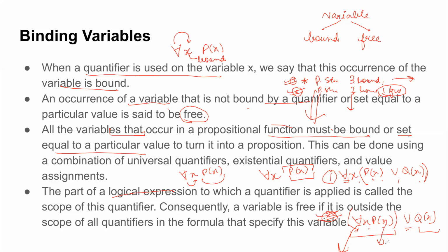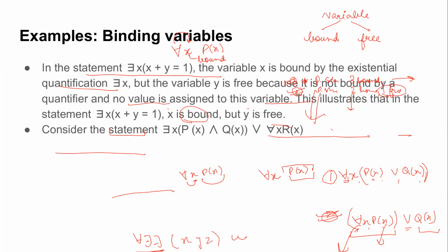Okay. So consequently, a variable is free if it is outside the scope of all quantifiers. Right. If you have a number of quantifiers applied and you have some variable which is outside the scope of all of them, such a variable is also known as a free variable. Okay, so what is a free variable? A free variable is that variable which is outside the scope of all quantifiers in that statement. Okay, so let us try to see it with the help of an example.